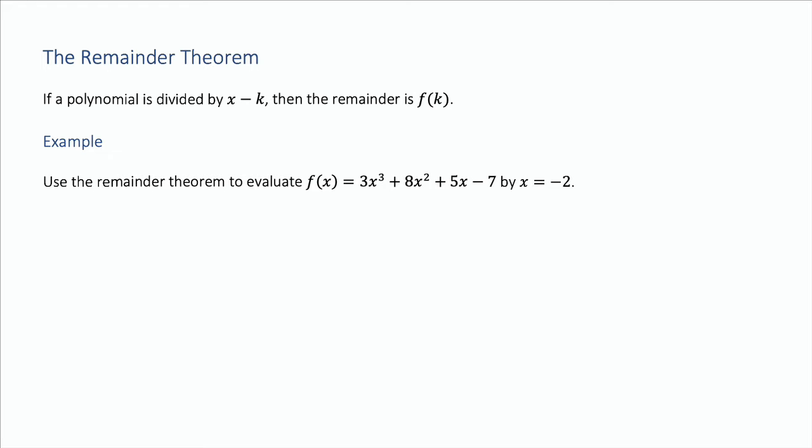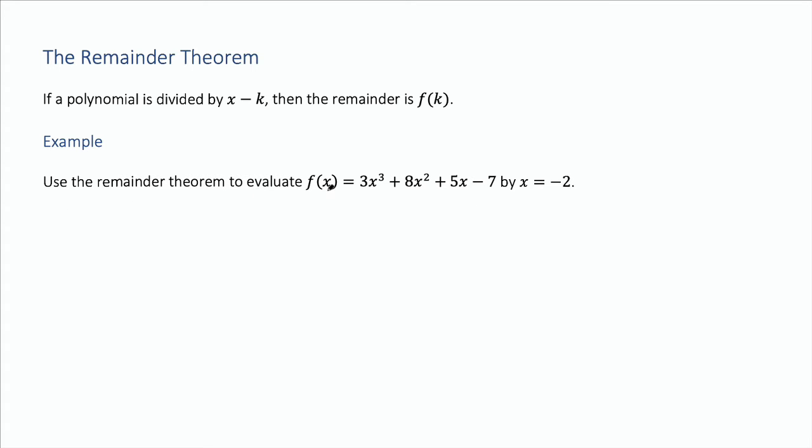We have a pretty cool theorem called the remainder theorem. It says that if a polynomial is divided by x minus k, then the remainder is actually f of k. This gives us a way to evaluate a polynomial at a number. We just do synthetic division, which is a pretty quick process. So let's see that in action.